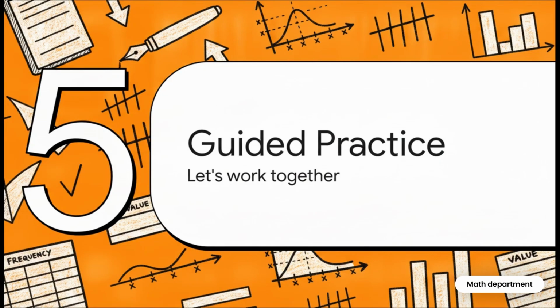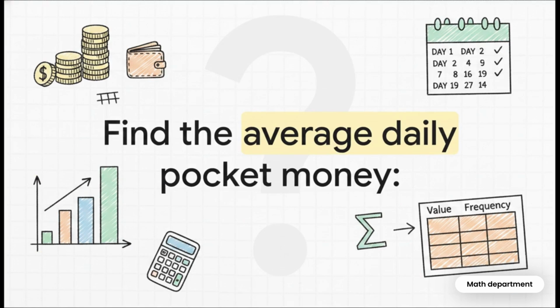Okay, Section 5, Guided Practice Problems. All right, it's time to put pen to paper and lock in these frequency table skills. Here's the setup. We need to find the average daily pocket money over a 2-week period. We have the values, $20, $30, $35, $40, and $50 right alongside their frequencies.